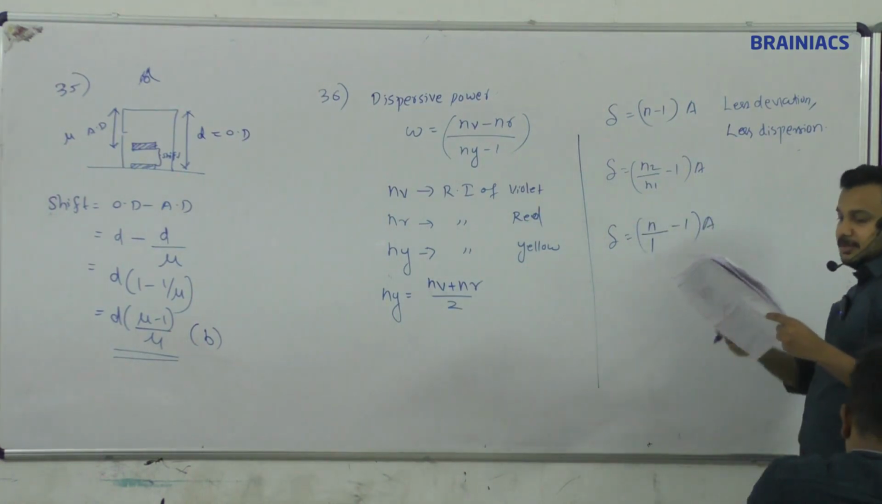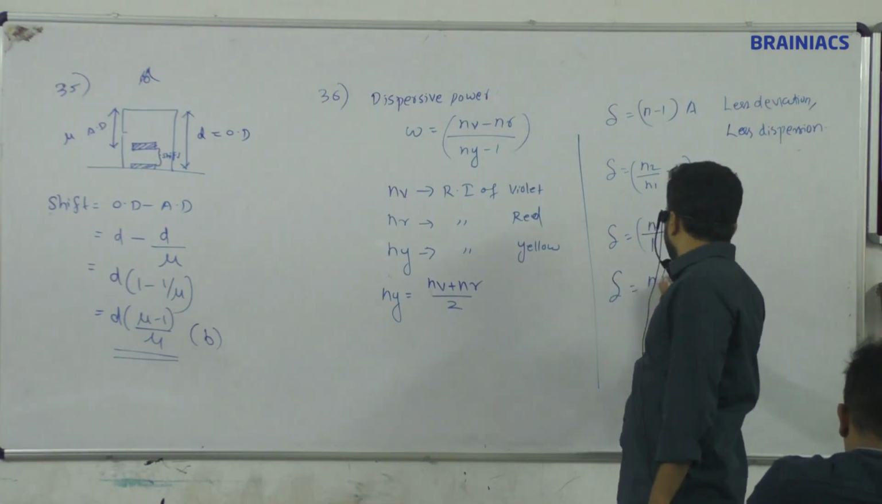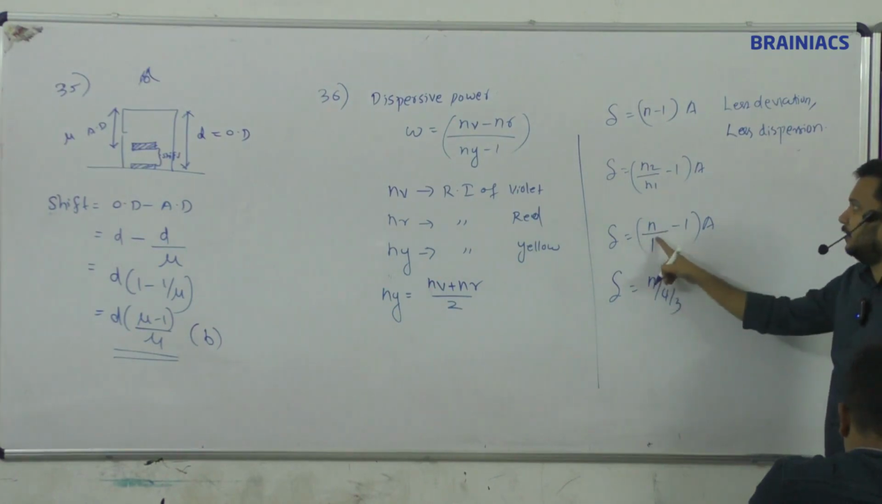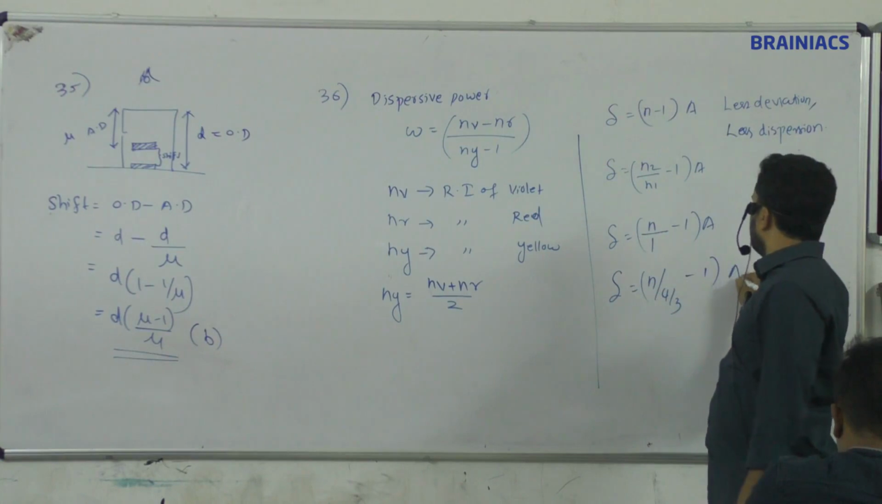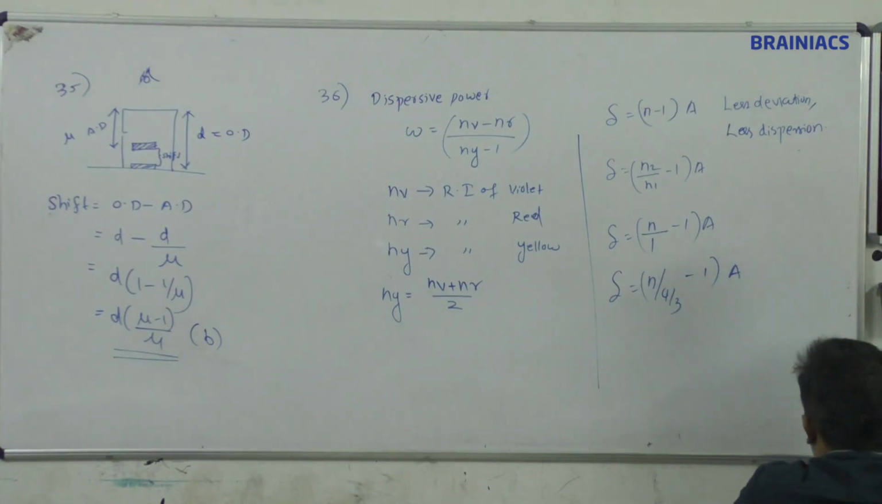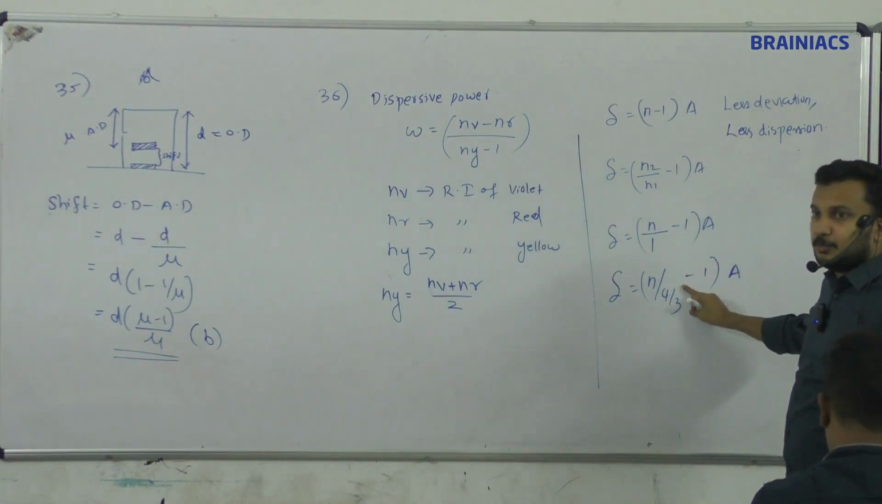Now in the question, this is dipped in water. So what will happen to delta? N divided by water is what? 4 by 3 will come. Instead of air, 1, instead of air, 4 by 3, minus 1 into a. So what will happen to the deviation here? Earlier it is divided with 1, now it is divided with 4 by 3, 1.33.